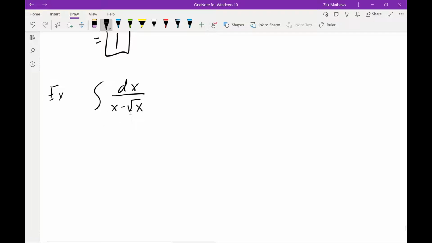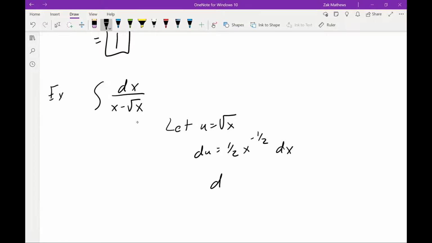I could write this in the numerator if I wanted to, but it still is x minus square root of x to the negative 1 power. So let's take the complicated bit there, that square root portion, and let's do a little u substitution with that. Let's let u equal the square root of x, which means du is equal to 1/2 x to the negative 1/2 dx, and so then if we want to solve for dx, dx would be equal to 2x to the 1/2 du.